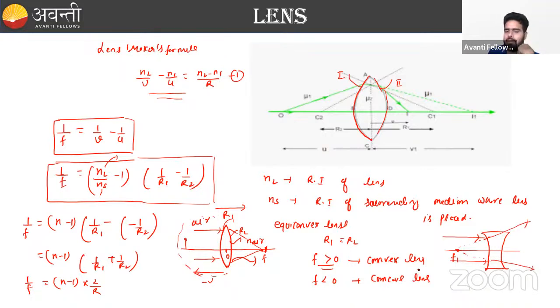So in this manner, we can conclude that in general, the focal length of a convex lens is positive and the focal length of a concave lens is negative. The convex lens is also known as the converging type of lens because it wants to converge the rays. This is the converging nature, and the concave lens has the diverging nature. This is the diverging nature, right?